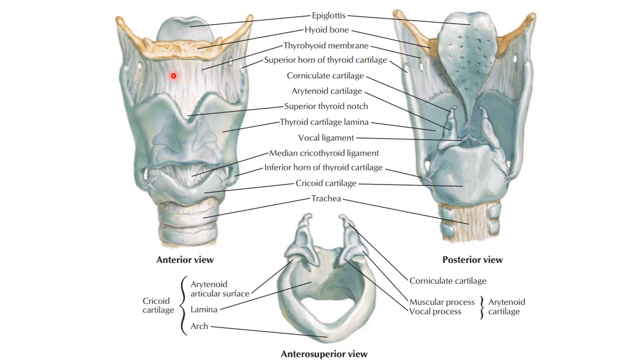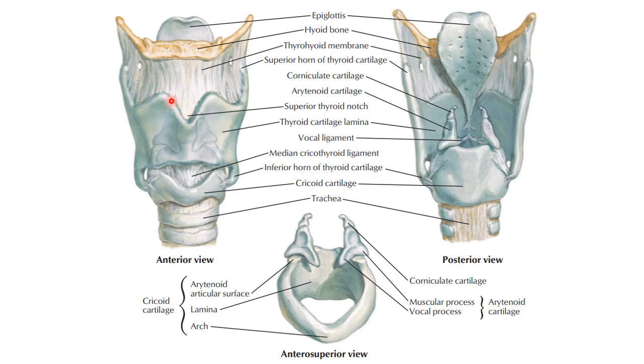Next, you will have here a membrane that connects the hyoid bone to the thyroid cartilage. So this is your thyrohyoid membrane. And this thyrohyoid membrane has a hole anterolaterally, which is how the superior laryngeal artery and nerve penetrate to go into the internal surface of the larynx.